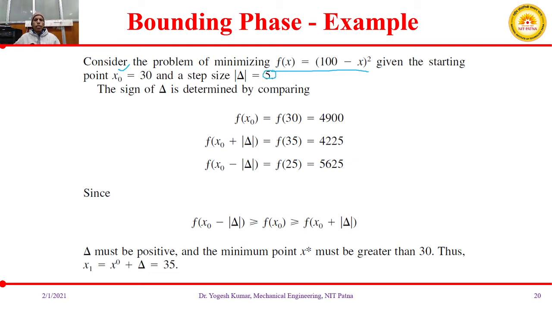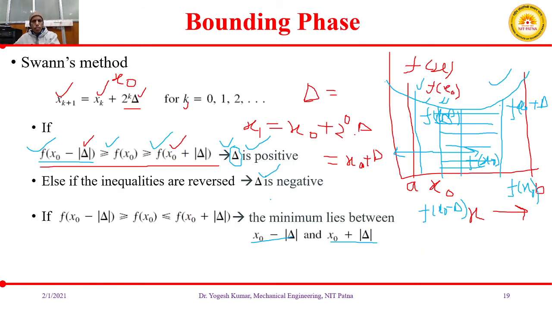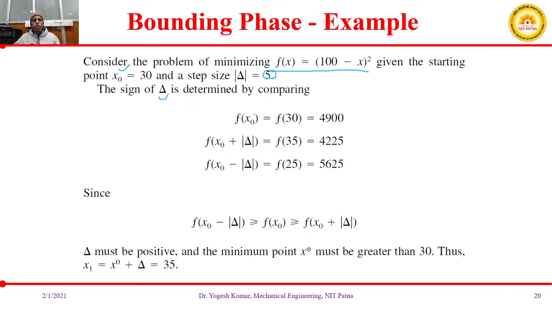Okay, so here what we will do, we are supposed to find out the sign of delta, whether the sign of delta has to be positive or negative. Here we can see f(x0) will be f(30), which we may calculate using 100 minus 30 whole square, so it will come whole square of 70, and obviously this will be 4900. Now we are supposed to calculate f(x0 plus delta) and f(x0 minus delta).